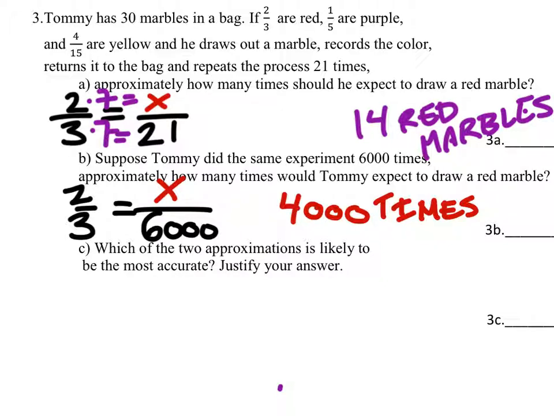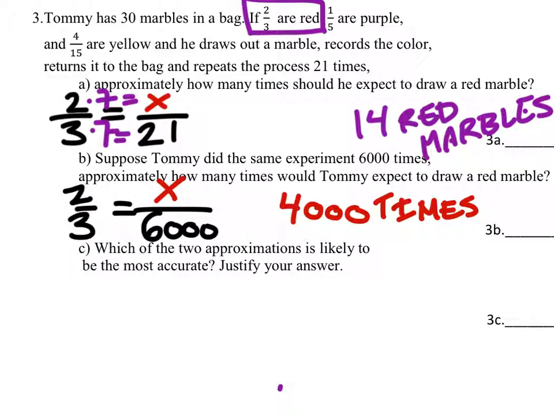How do we know to use two-thirds? Because it says two-thirds of them are red. So if you used the 14 twenty-firsts, it would be 14 over 21. But it is an equivalent fraction, so they're all proportional.